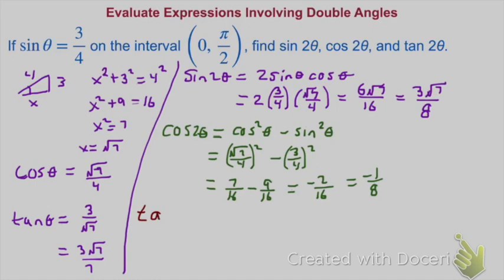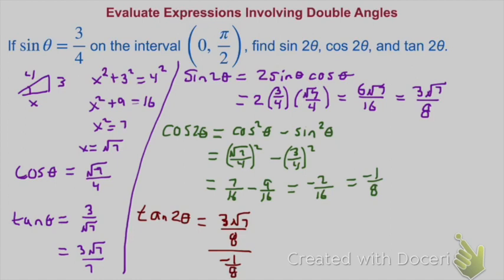You could also use your tangent double angle identity and use your double angle for tangent for this. The easiest one to use in this case is going to be tangent of 2 theta is equal to, and we're just going to use the sine of 2 theta over cosine of 2 theta. So 3 square root 7 over 8 over negative 1/8.